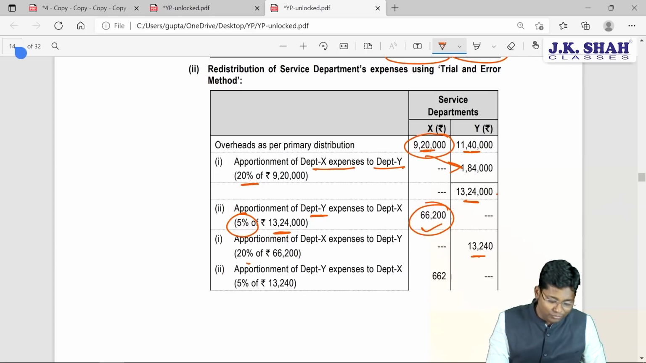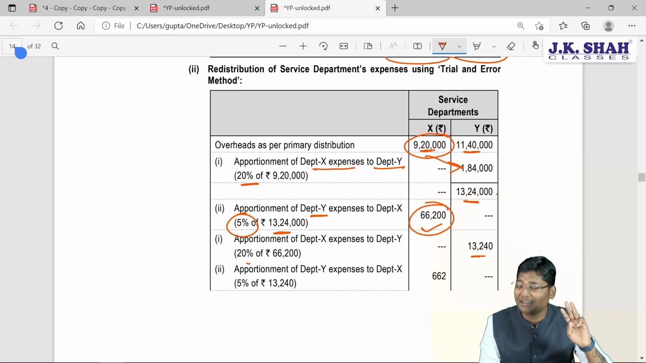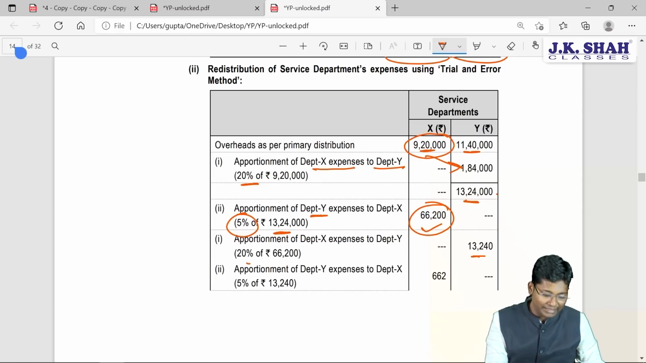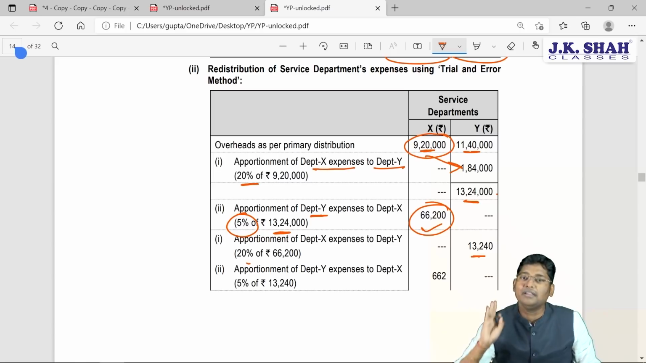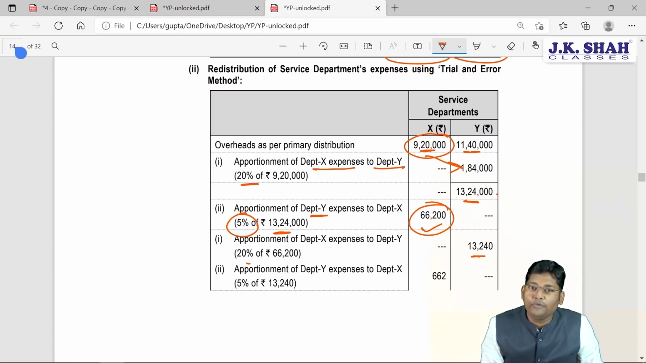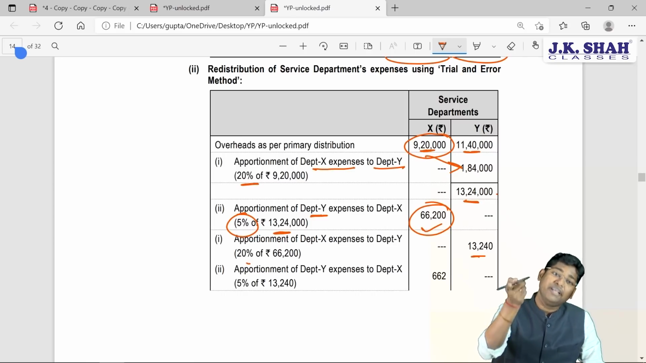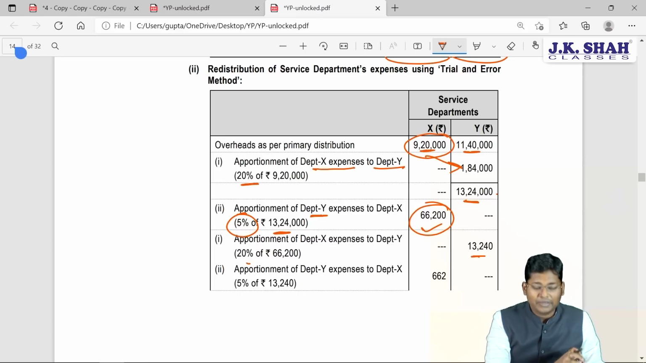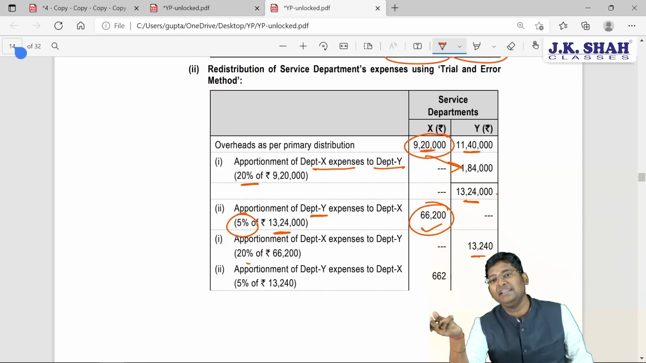So first I took 9,20,000. Let me repeat this again. 9,20,000 into 20%, I have recorded that amount in the other column. So 184 plus 1140, I got 1324, then into 5% I computed 66,200, correct? That 66,200 I have taken again, I computed 20% of that, I calculated 13,250.